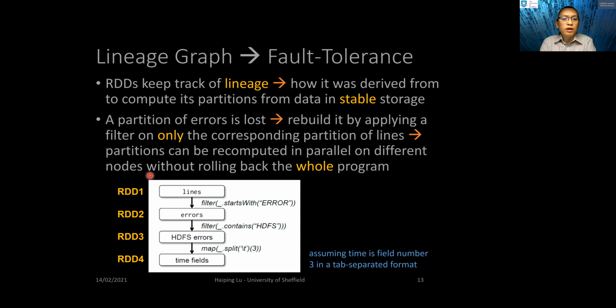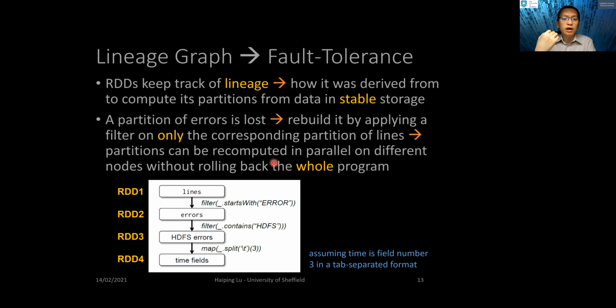So when a node fails, we can recompute that partition in parallel on different nodes, without rolling back the whole program. This is the whole purpose. When one of the nodes fails, we do not want to redo everything. For example, if there are 100 nodes and just one node fails, we don't need to redo all the computations.